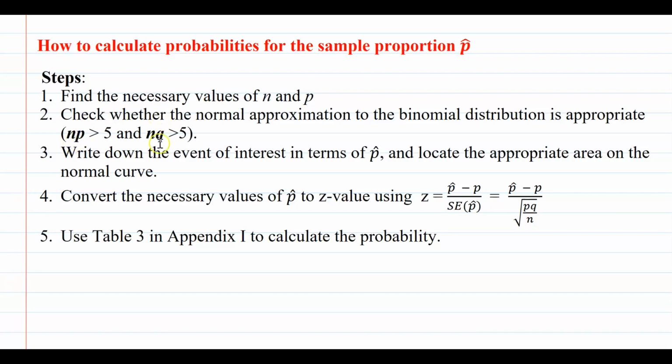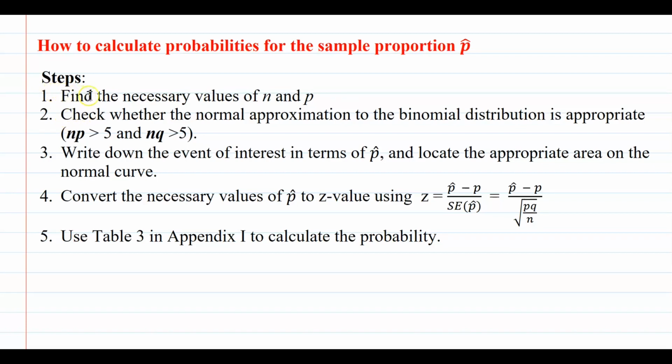Hello everyone. In this video, I will show you how to calculate probabilities for the sample proportion p hat. Remember that the sample proportion p hat is related to a binomial population or binomial distribution. There are 5 steps when calculating the probabilities for the sample proportion p hat.